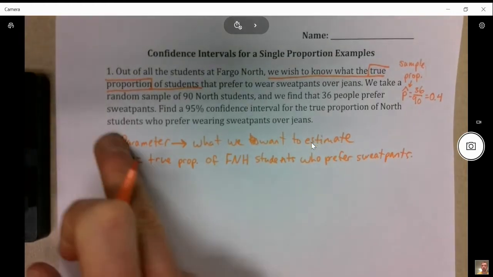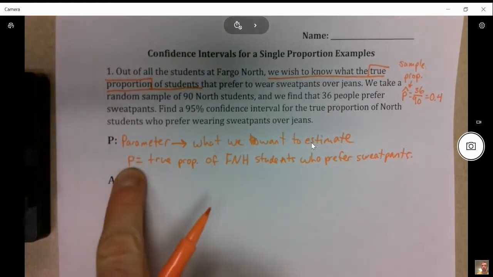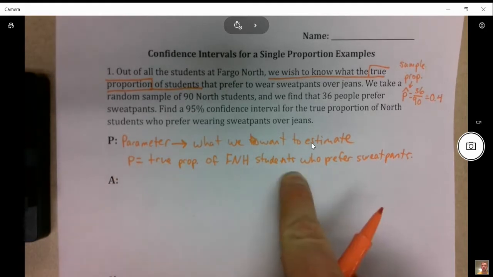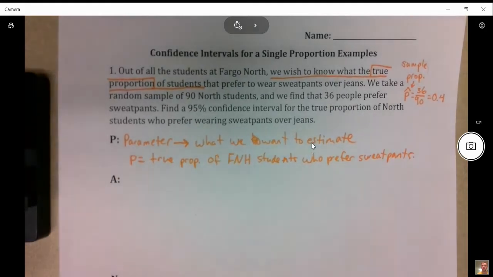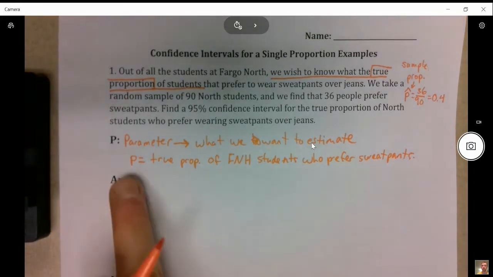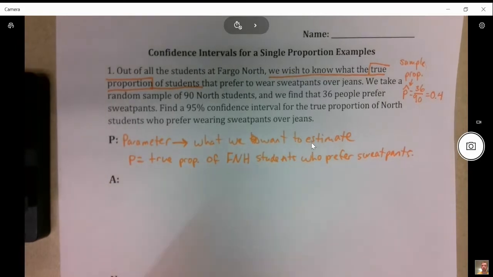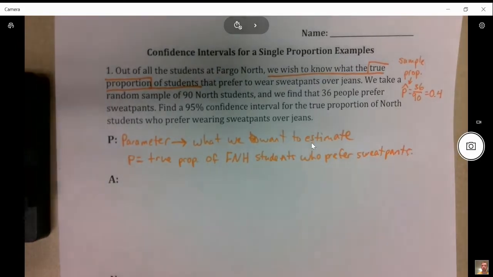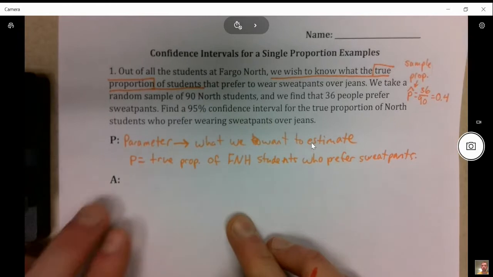So after we've defined our parameter, for our purposes, now it's just going to be P equals the true proportion. But as we get further into this, we might have to estimate what the average of something is or what the difference of two proportions might be. But here, just P equals the true proportion of students who prefer sweatpants, okay?